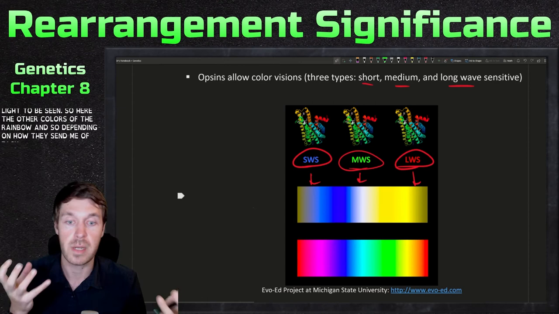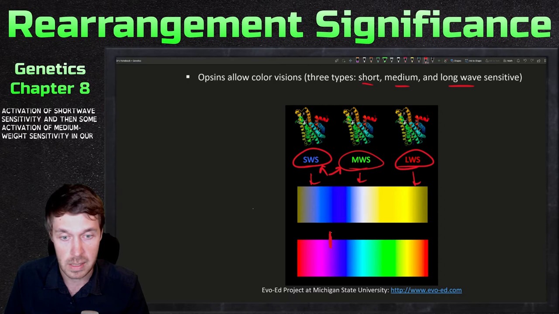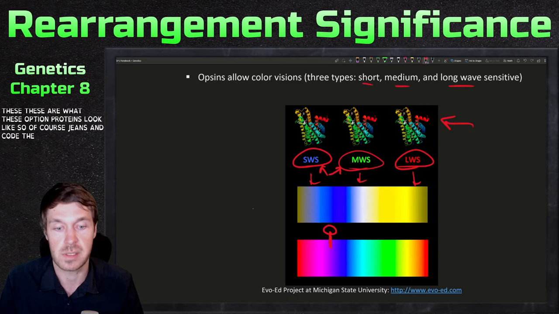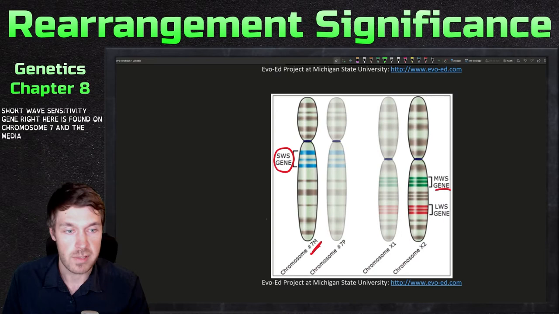So if you have a light source right here, you get some activation of shortwave sensitivity and then some activation of medium wave sensitivity, and our mind is able to analyze that as purple. So just a little example there, and these are what these opsin proteins look like. So of course, genes encode the opsins. If we continue looking at this a little bit more, the shortwave sensitivity gene right here is found on chromosome 7. And the medium wave sensitivity gene and long wave sensitivity gene are found on chromosome X.